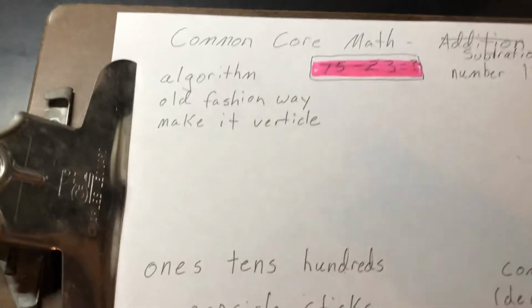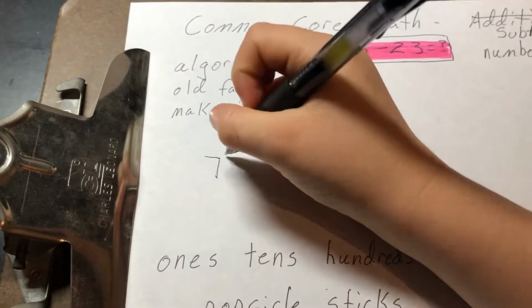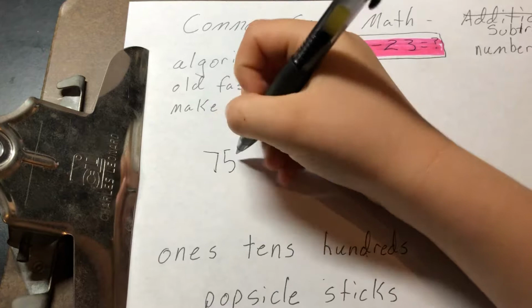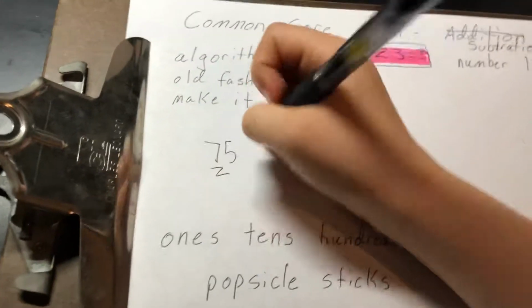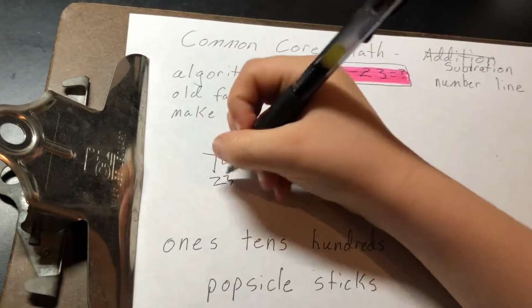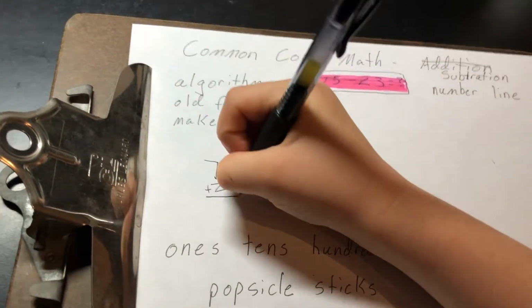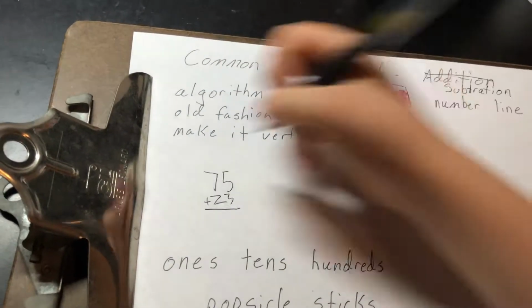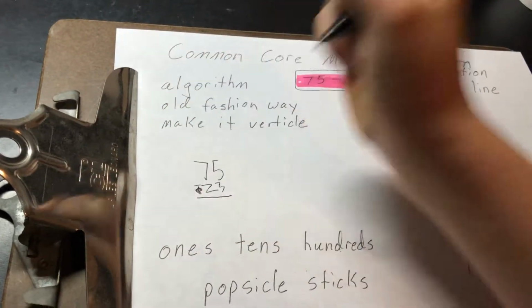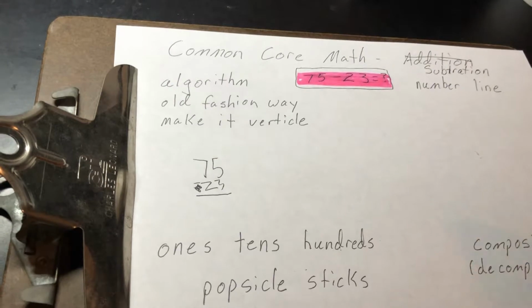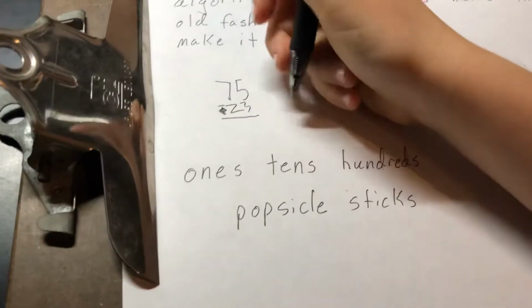Yes. So we're going to do 75 and then 23. Oops, no, you put a plus. Is this addition or subtraction? Subtraction. There you go. I like how you put the ones over the ones and tens over the tens.